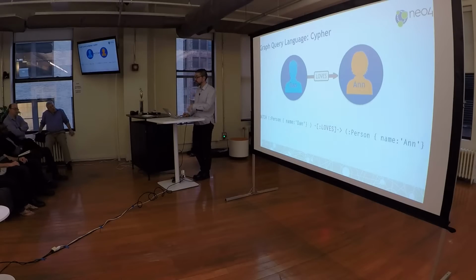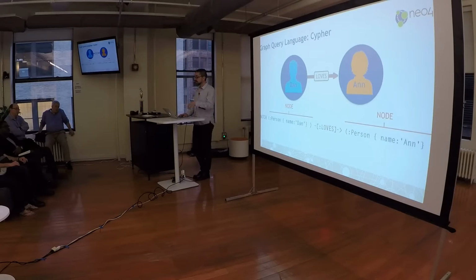And the pattern that you described here is one node, where the first node is a person, and then the person has a name of Dan, and has a loves relationship to another person whose name is Anne. You can kind of just read that left to right, and that's pretty much what it does. Match a person named Dan who loves a person named Ann.